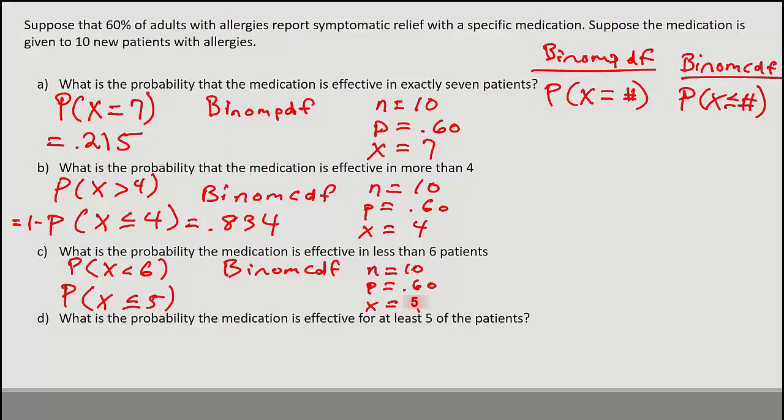Does that make sense? Whenever you change the less than to a less than or equal to, you're changing the x value, but you're not doing a 1 minus. Anytime you're doing 1 minus is whenever you have to flip the inequality and take a complement. All right, so what's that answer? Let's see here.